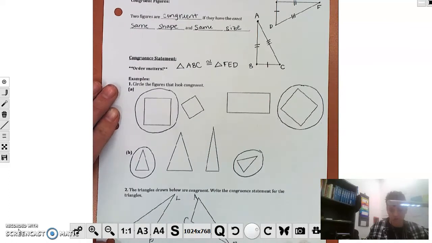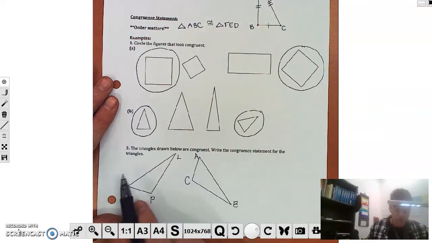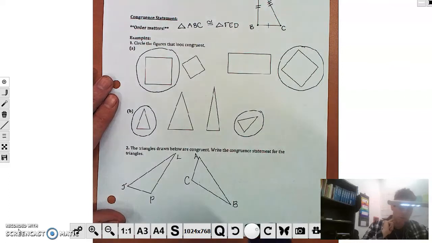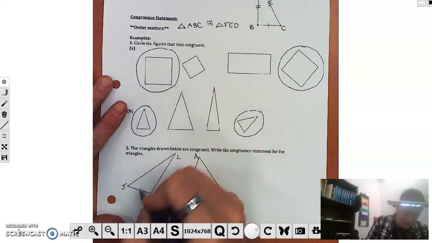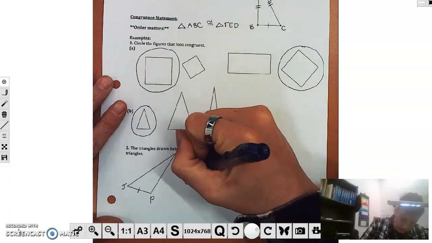Moving right along, checking out number 2. The triangles drawn below are congruent. Write the congruence statement for the triangles. So first we've got to figure out which sides are going to go together. It tells us they're congruent. So let's see, we've got JP, that's the shortest side. And AC, that looks like the shortest side over here.